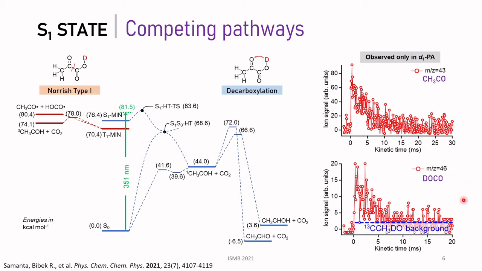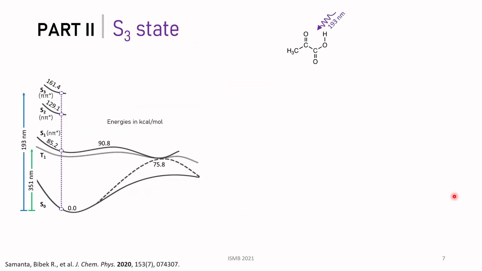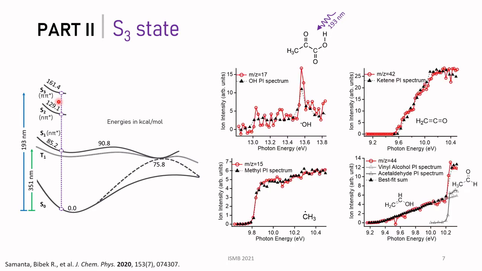So now you can already start to think that the next logical step would be to evaluate these competing pathways as a function of the excitation energy. Which brings us to part 2, where the excitation energy is now almost double, and now we're exciting the pi star band. At this energy, we see several products which we confirm using their photoionization spectrum, and I show you a few examples. For example, the OH radical, CH3, ketene, and of course we also see acetaldehyde and vinyl alcohol.